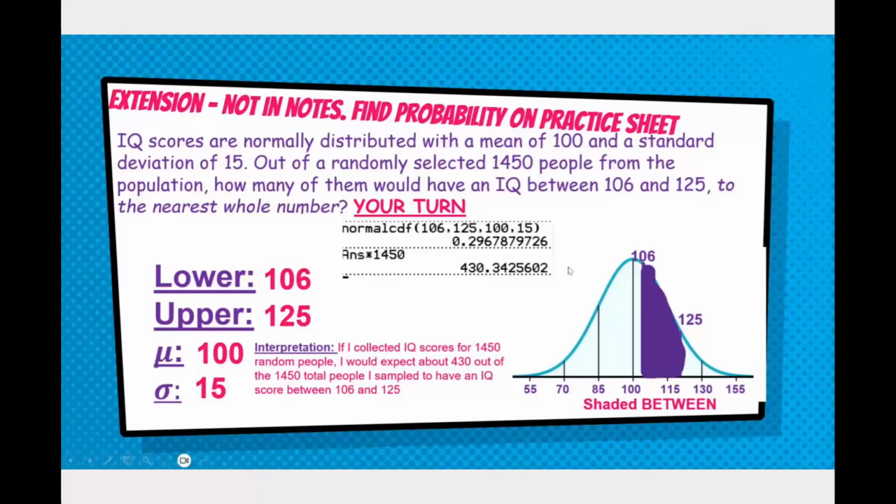But it doesn't change the fact that we're going to plug in equals norm dist 125 comma 100 comma 15 comma true, minus norm dist, parentheses, 106 comma 100 comma 15 comma true. Hit enter. That will give you 29.67879726, and then you would multiply that by 1450, and you would get 430.